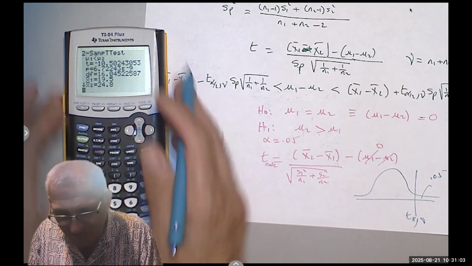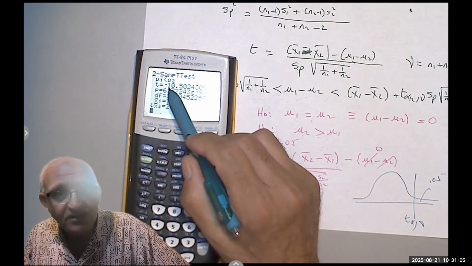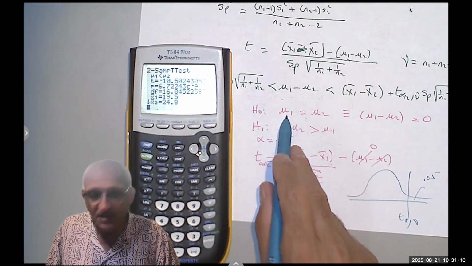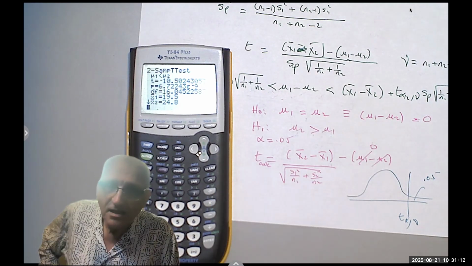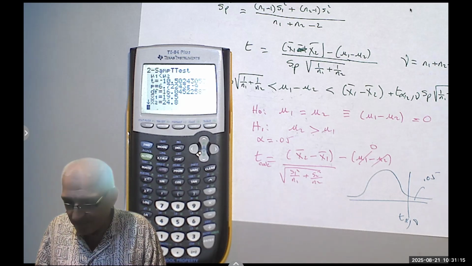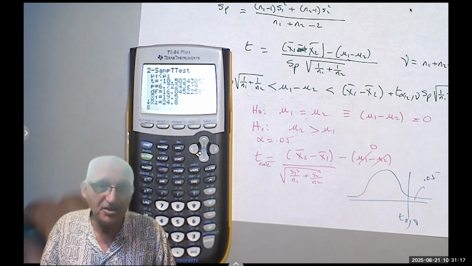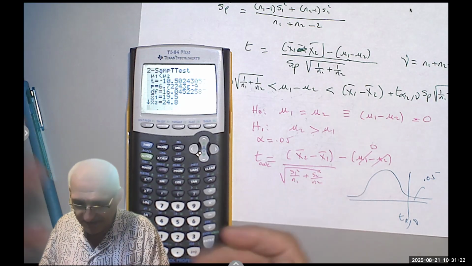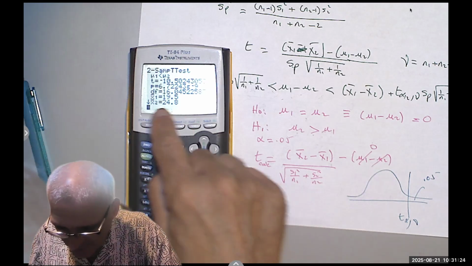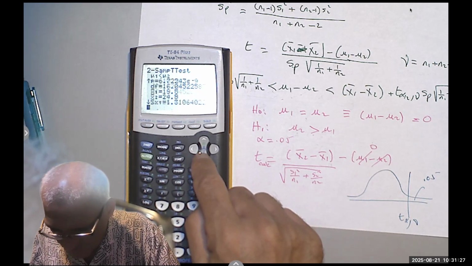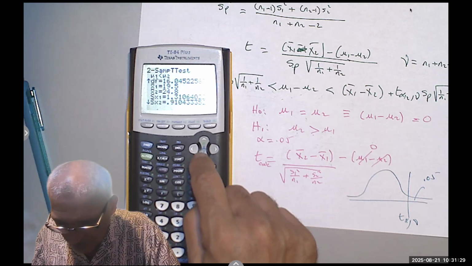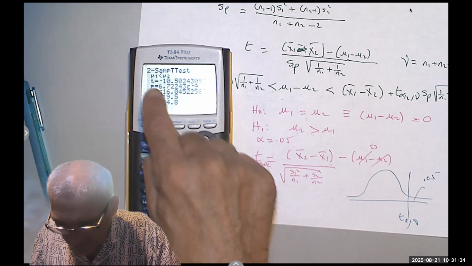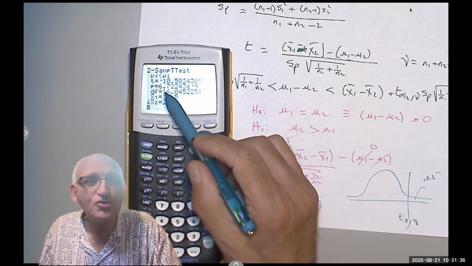Oh my God, that's definitely, I will reject the claim. I would reject the claim that mu1 equals mu2 and conclude, yeah, that the new treatment is definitely much better. You can see that from the numbers, really, but at least statistically, it gives you x1 bar, x2 bar, it gives you s1 and s2, and it gives you n1 and n2, and it gives you the p-value.